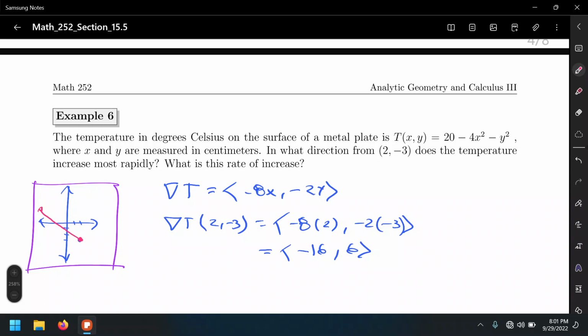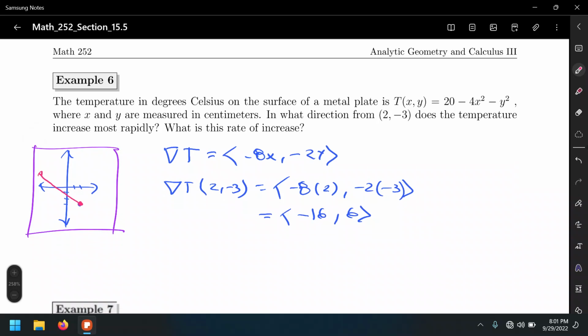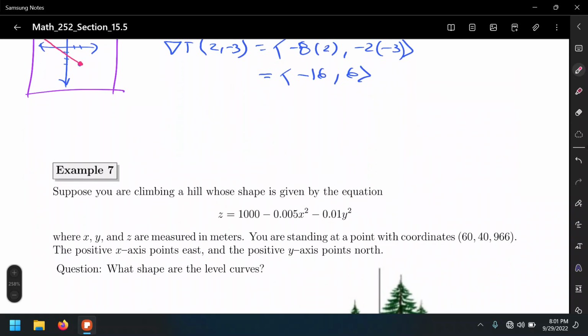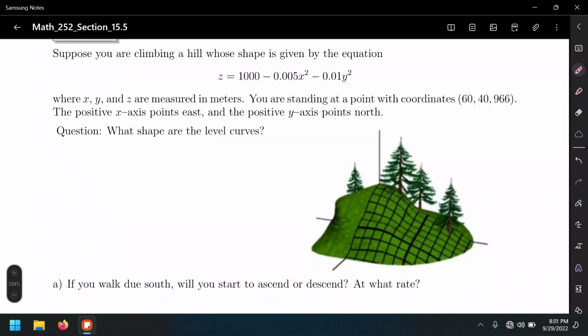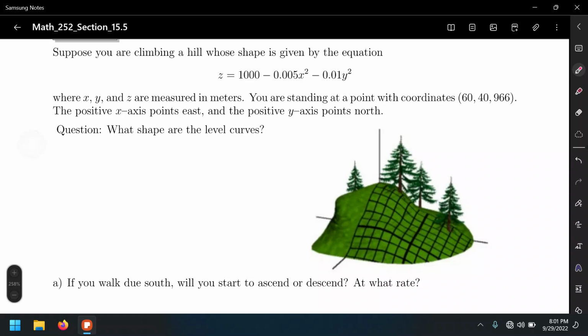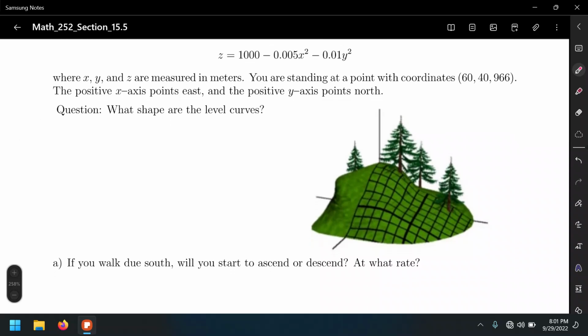All right. So finally, let's get into the climbing hills example. We have an example of a hill whose shape is given by the equation z equals 1000 minus 0.005 x squared minus 0.01 y squared, where x, y, and z are measured in centimeters. Okay, so we're standing at a point with coordinates (60, 40, 966). And the positive x-axis, this is important, points to the east and the positive y-axis points to the north. That is, east, north.